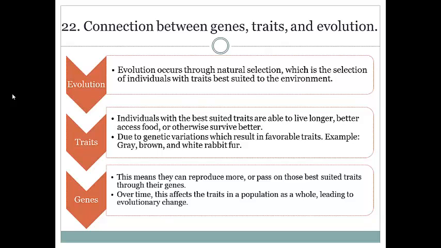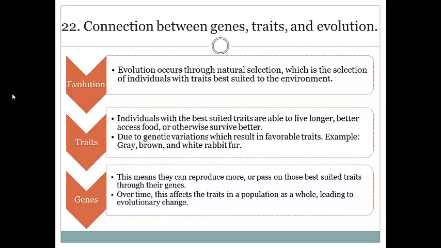So traits are due to genetic variations, and if they are favorable, then those particular organisms will be able to survive. An example would be gray fur, brown fur, white fur. Fur is present on all of the rabbits, but there is variation in the color of the fur, and perhaps those white rabbits are better able to survive the winter because predators can't see them against the light snow. So maybe the white rabbit fur would be a more common trait in the population.